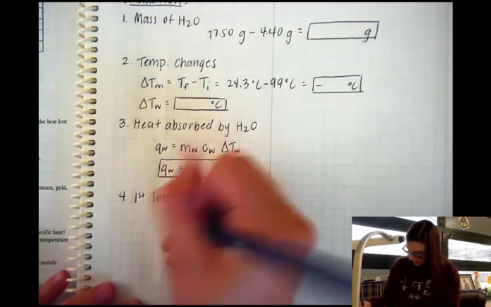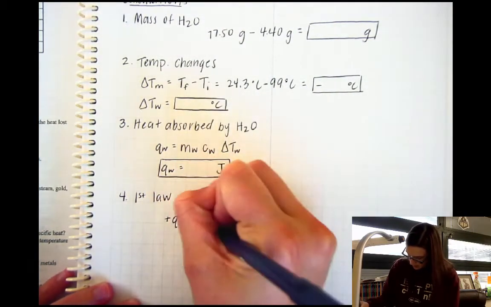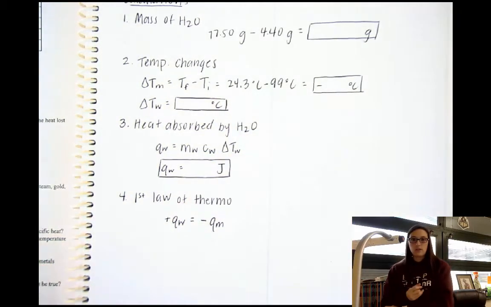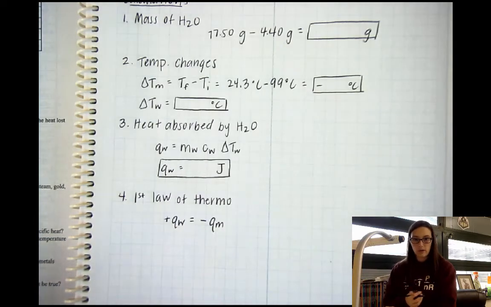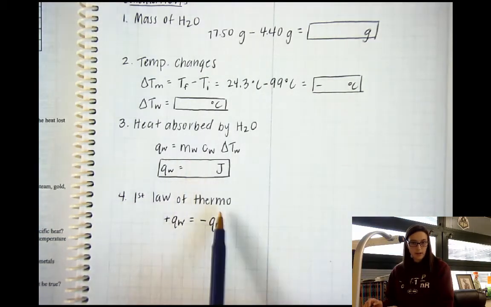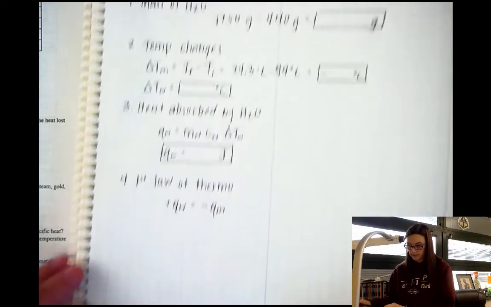First law of thermodynamics says the heat absorbed by water is equal but opposite in sign to the heat lost by the metal. So whatever your value is in number 3, if we put a negative in front of it, that's the heat that was released by the metal.